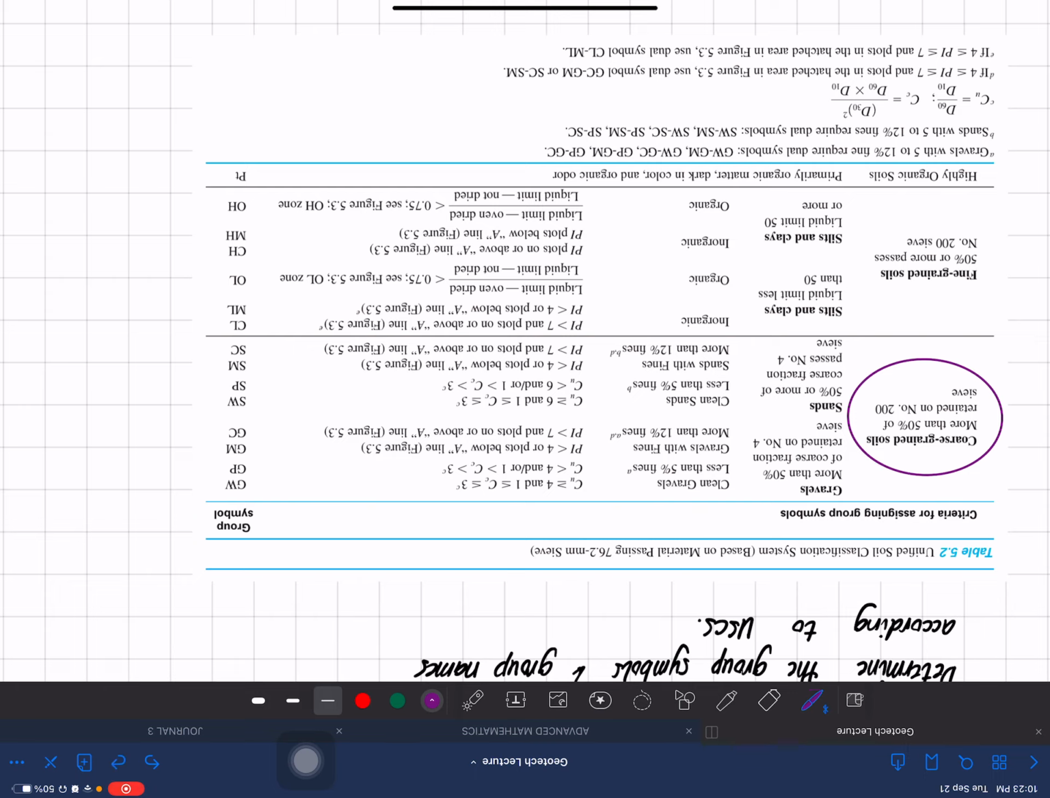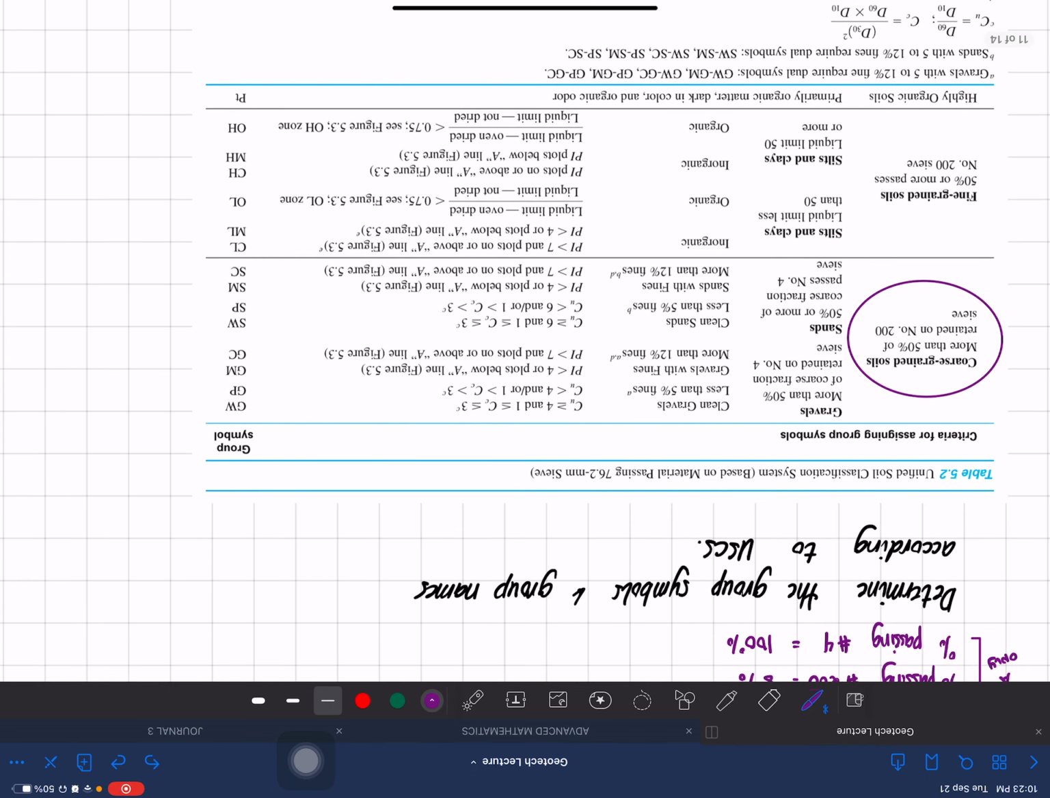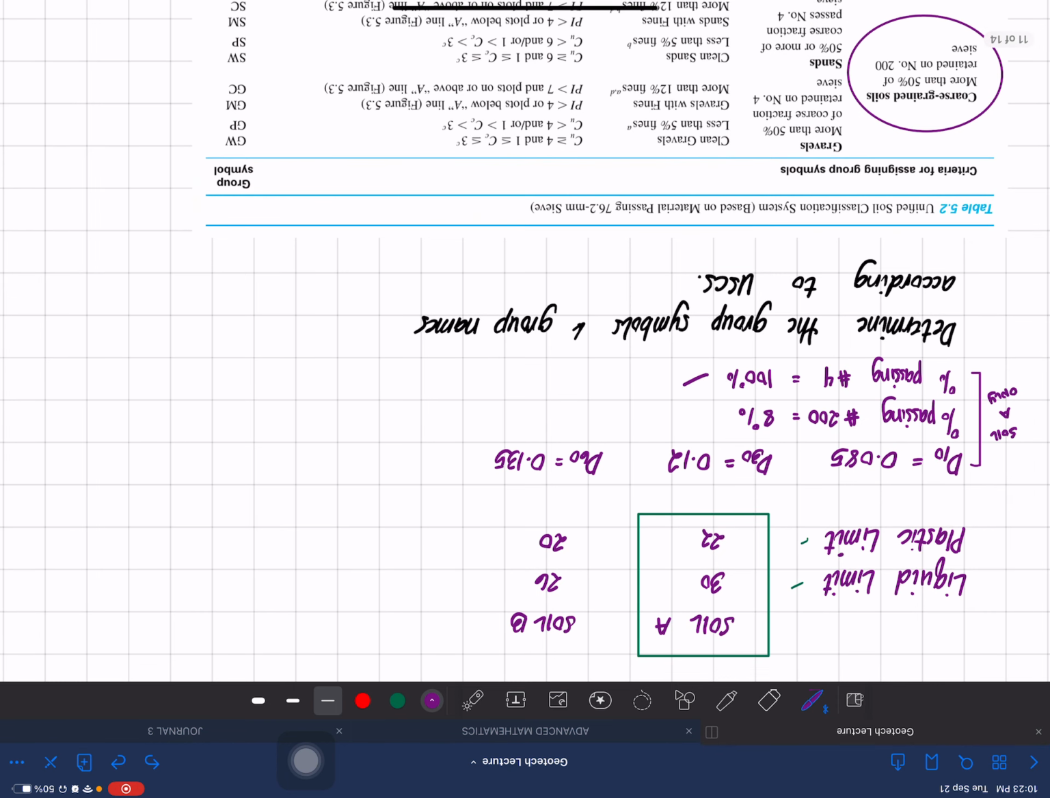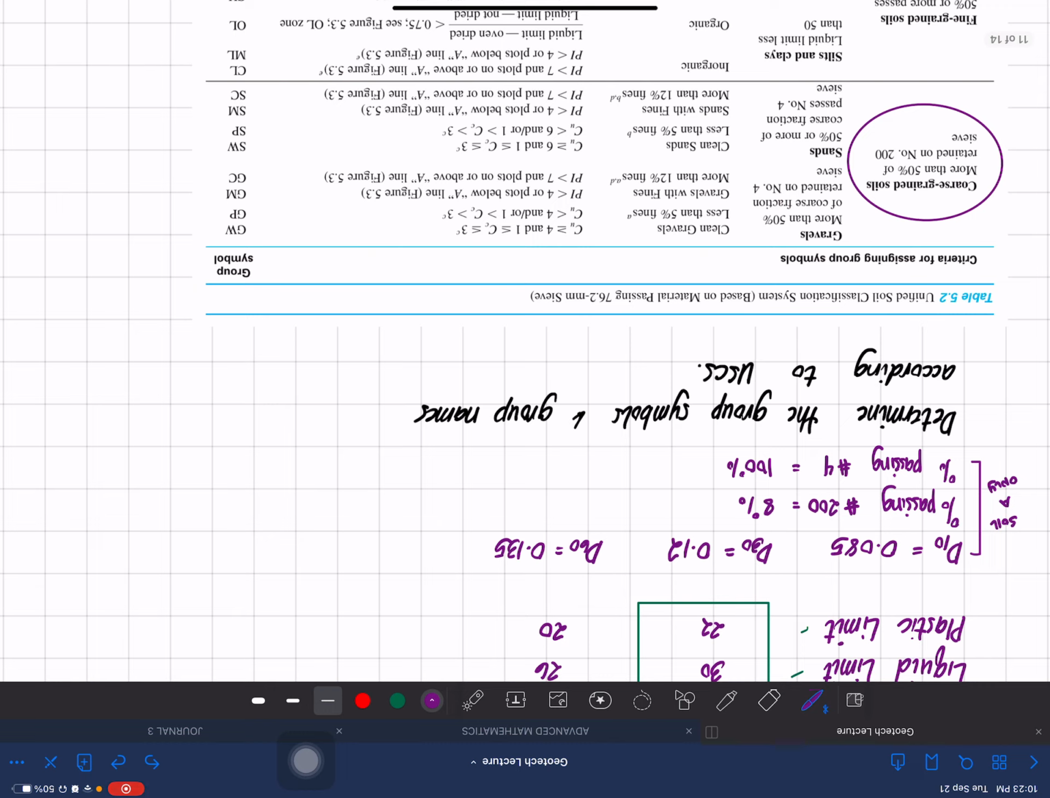So, what we're going to do next is to identify the percent passing in number 4 sieve. Okay? So, binigay naman yung percent passing sa number 4, it's 100%. Okay? So, magfo-fall yan under sands. Kasi sabi dito sa sands, 50% or more of the coarse fraction passes number 4 sieve. Okay? So, magfo-fall siya under sands.